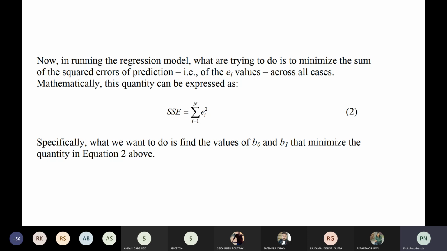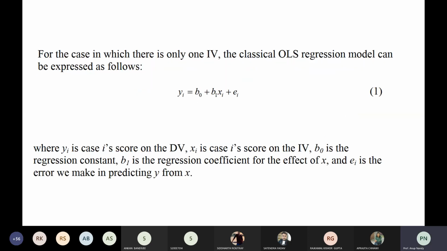As per the rule, whatever unknowns are there, that many equations you need to have. Otherwise, you cannot solve it. So now you need to find the values of B0 and B1 which minimize the quantity in equation 2 above. Now you just plug in the value of EI.